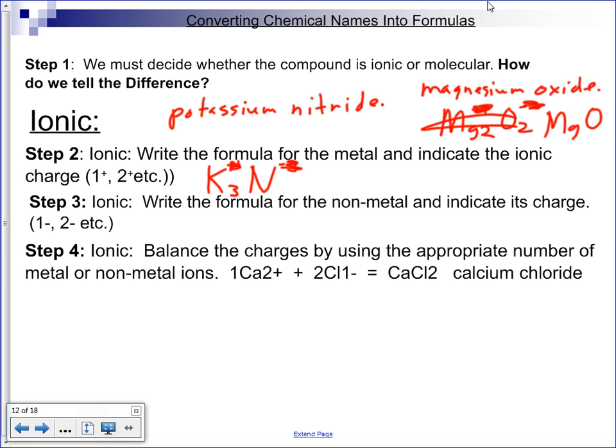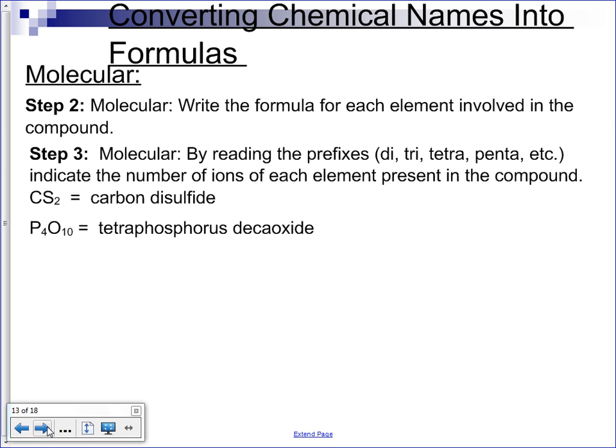Molecular compounds are even easier, because they tell you what numbers to write. That's what the prefixes are for. If we've got this one here, tetraphosphorus decaoxide, the tetra means there's 4 of this, and the deca means there's 10 of that. All we have to do is put in the numbers that match the prefix. Let's do this one here as an example.